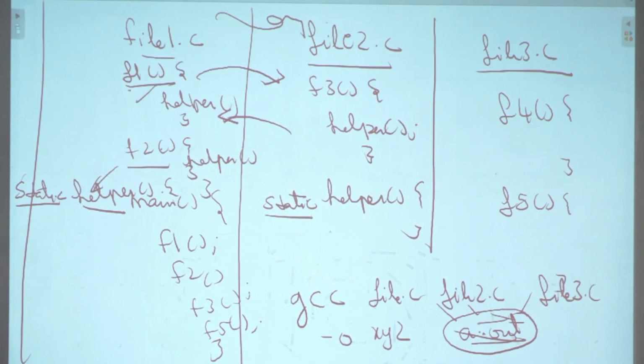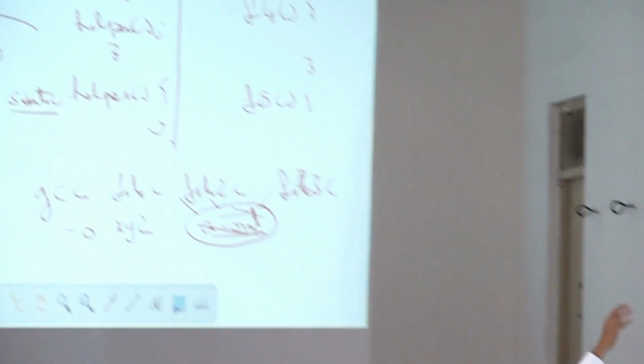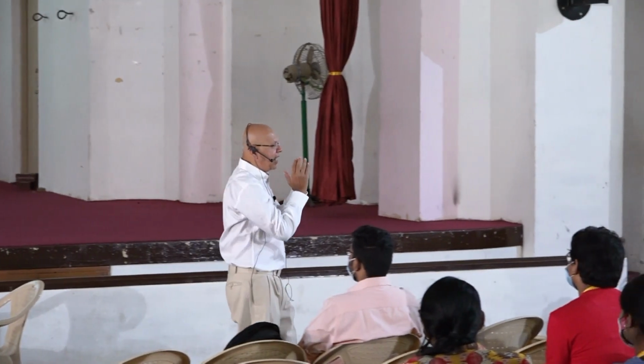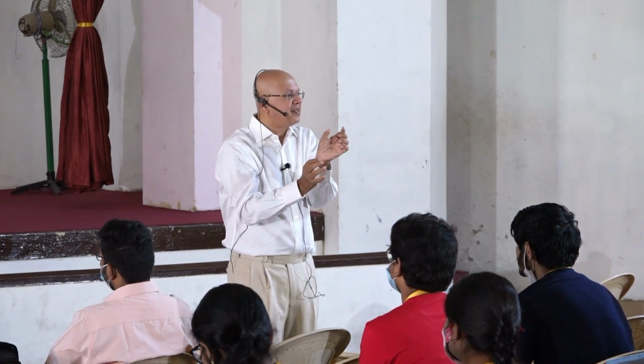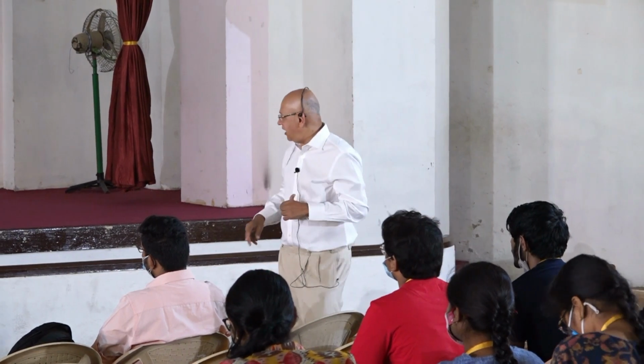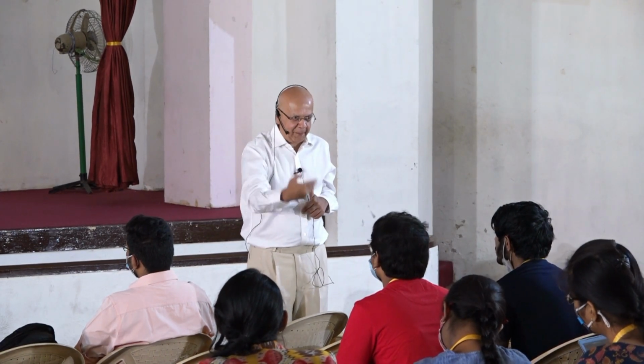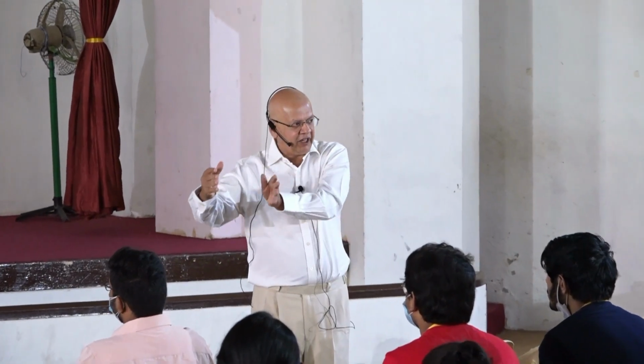Okay, so we are kind of creating what in computer science we call silos. Silos means what? Isolated containers. Each file, the static functions in that are becoming isolated from the static functions with the same name in some other file. So when F1 uses helper, which helper is it referring to? The one in the file1.c. Same thing with F2. When F3 uses the helper, which helper is it referring to? The one in the other file.